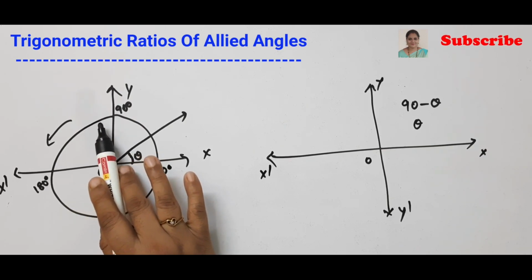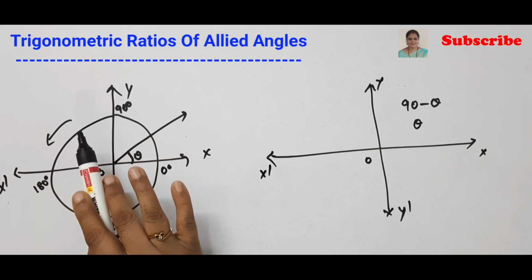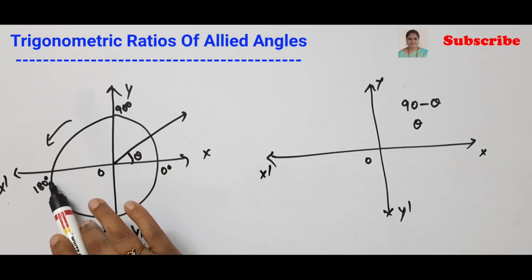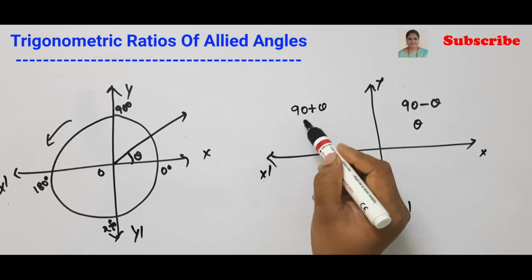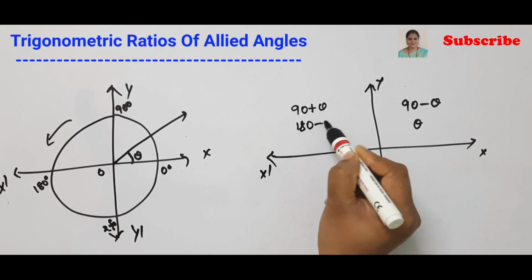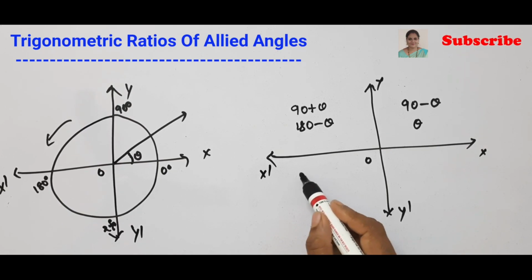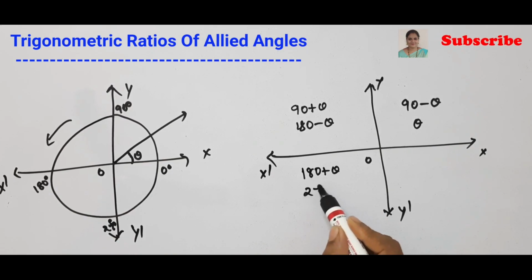When the terminal ray reaches the second quadrant, the angle increases by 90. Is it not? 90 plus theta. The angles in this quadrant will be greater than 90 and less than 180. So 90 plus theta, and less than 180 means 180 minus theta. If it reaches the third quadrant, here the angles will be more than 180 and less than 270. So here the angles will be 180 plus theta, 270 minus theta.